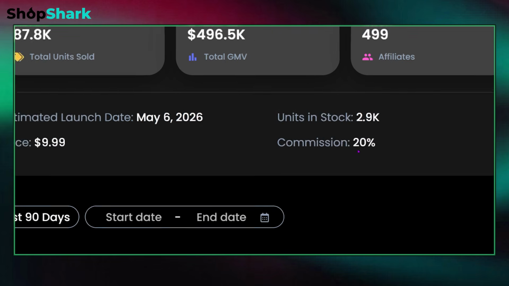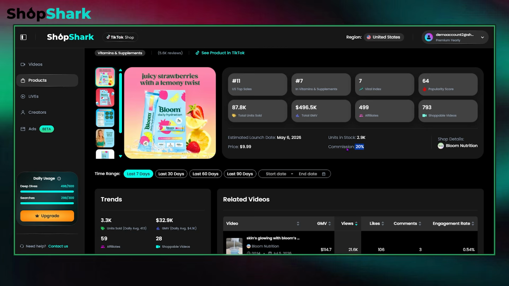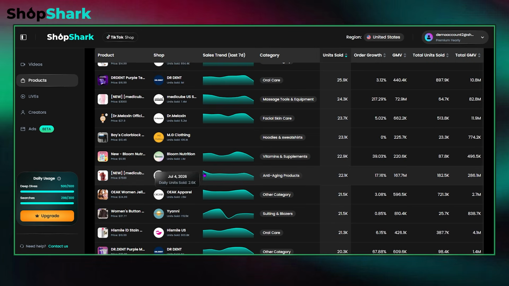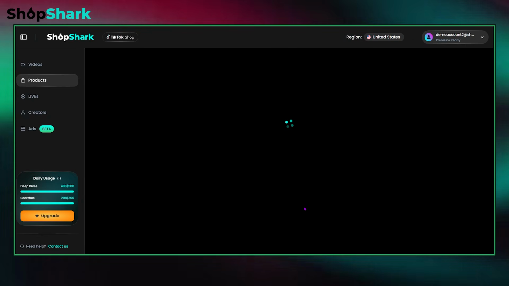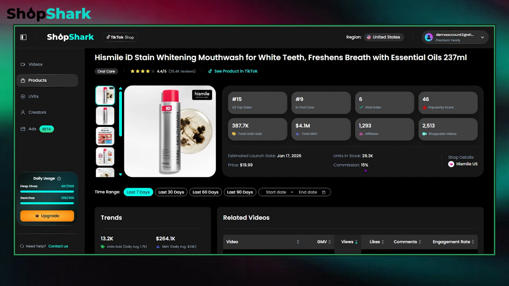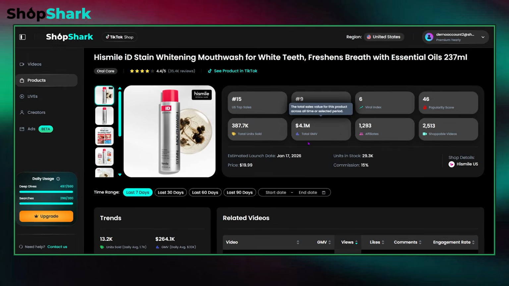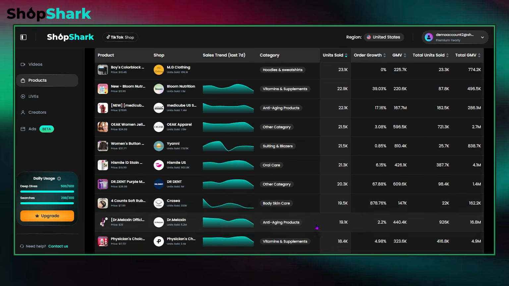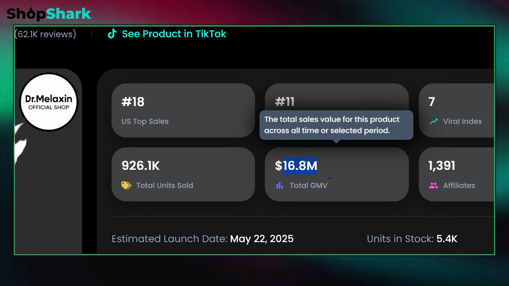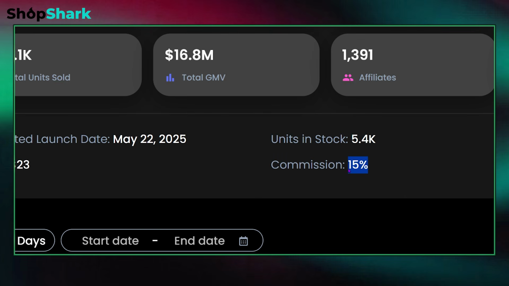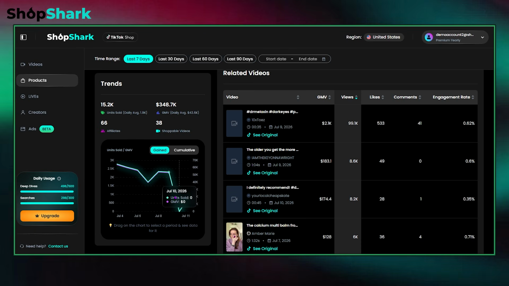Next, I look at the commission side. A product can have strong sales, but that does not automatically mean it is the best choice for an affiliate. I want to understand the estimated commission value, not just the percentage shown on a listing. This helps me compare products more realistically. A product with a lower commission rate but stronger conversion could be more interesting than a product with a high commission rate that barely sells.